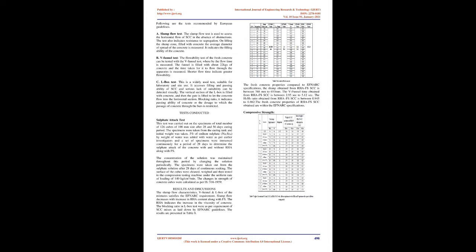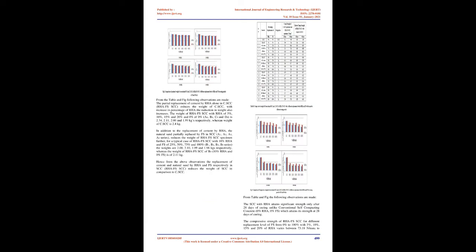The specimens were taken out from the sulfate solution after 28 days of continuous soaking. The surface of the cubes were cleaned, weighed, and then tested in the compression testing machine under the uniform rate of loading of 140 kg/cm2/min. The changes in strength of concrete cubes were calculated as per IS 516-1959. Results and discussions. The slump flow characteristics, V-funnel, and L-box of the mixtures satisfy the EFNARC requirement.